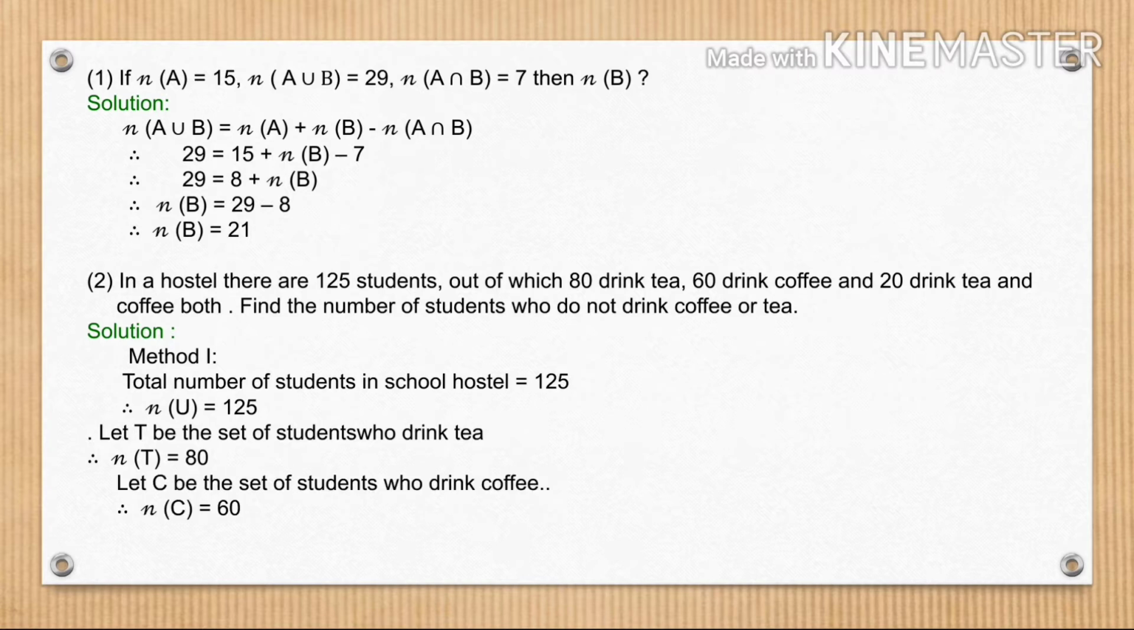Let C be the set of students who drink coffee. So the number of elements in C is equal to 60. 20 students drink both tea and coffee. Therefore, the number of elements in T intersection C is equal to 20.